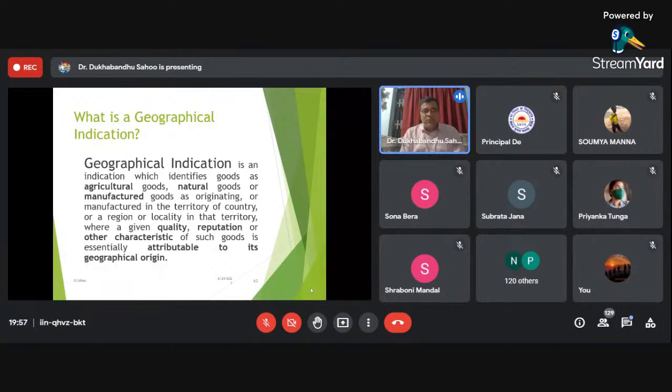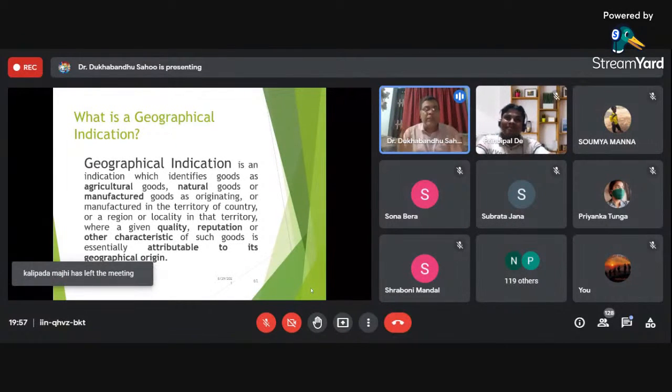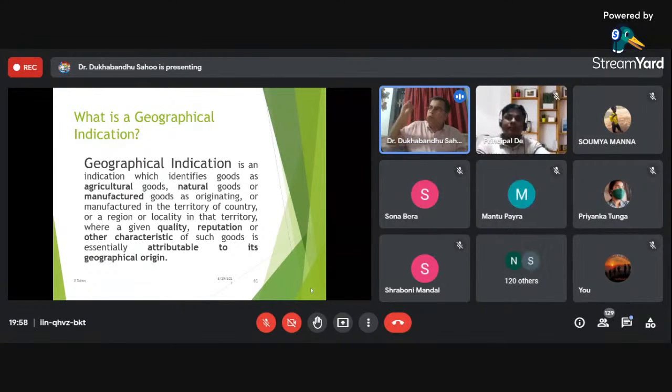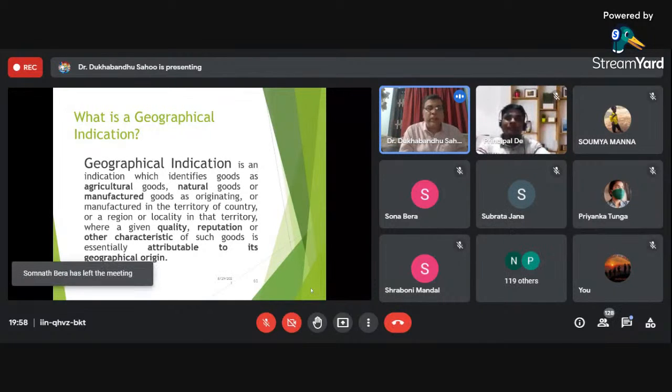In Odisha and West Bengal, they are fighting for the GI tag of Rasgulla. Some friends from Odisha claim that it's from Odisha, and some claim it's from West Bengal. Anyway, it's a mutual understanding at the end. But a geographical indication identifies goods as the goods from a particular geographical location.